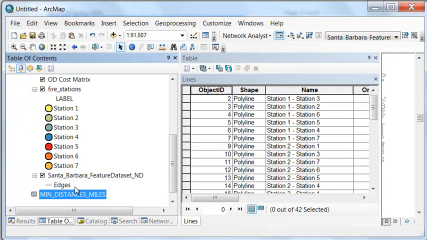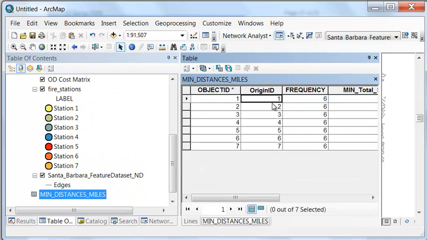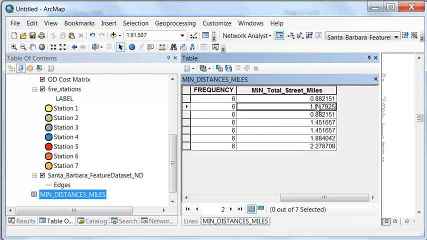So then if we look at that table, we have, by fire station 1 through 7, what the minimum distance is to the closest fire station driving along the street network.